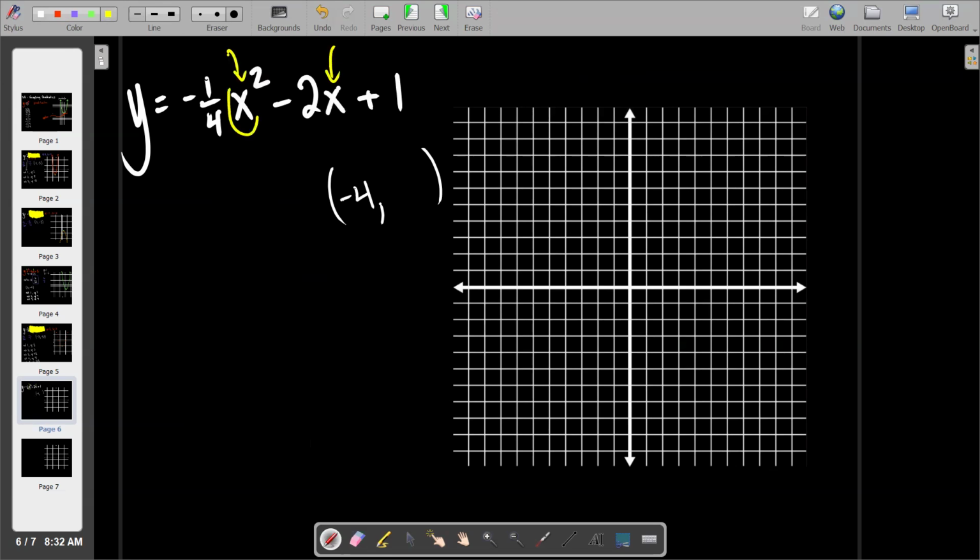In this first one, in the yellow jelly bean, what's negative 4 squared? 16. And what's negative 1/4 of 16? Say again? Negative 4. Very good. And then right here, what's minus 2 times negative 4? Plus 8. And then what's negative 4 plus 8? 4 plus 1 is, we made it. So we know our vertex, and that's a lot of math.